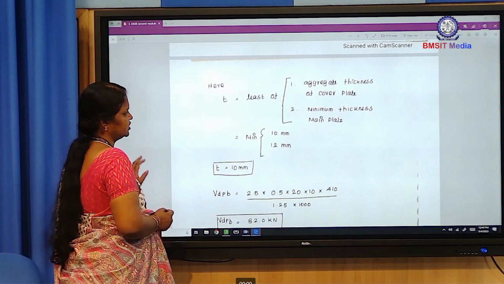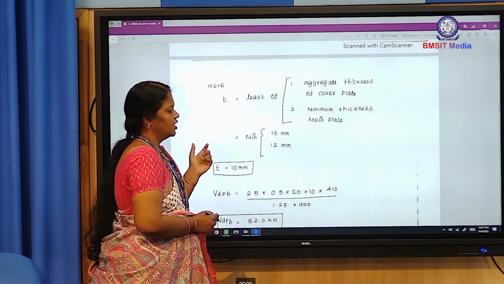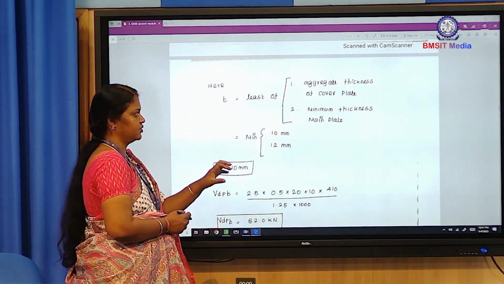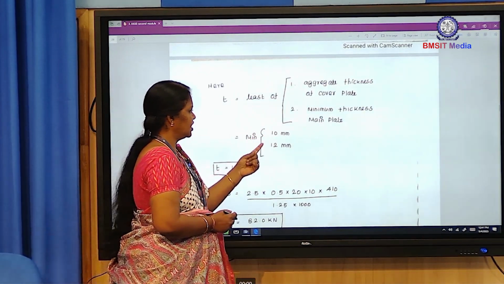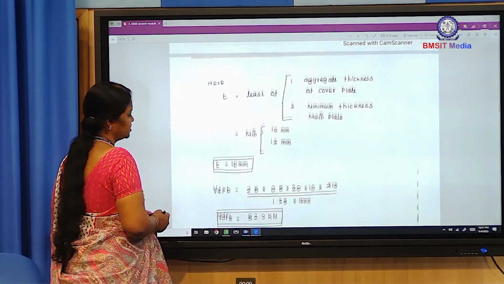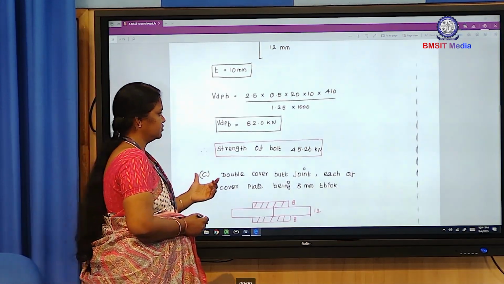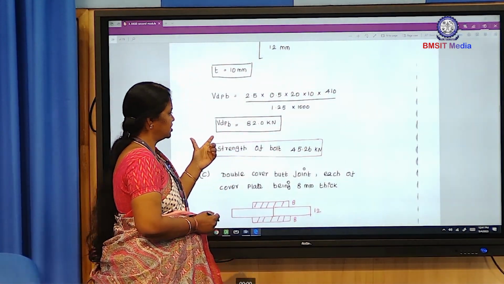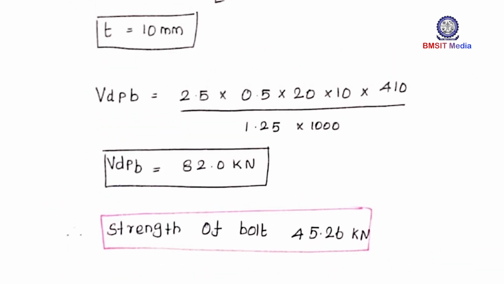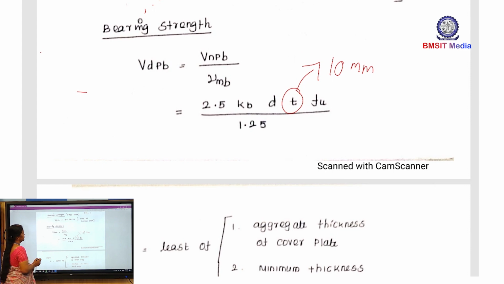So T equal to the aggregate thickness of the cover plate. Here we are using only a single cover, so only one thickness. After that the minimum thickness of the main plate, so T equal to 10 mm. Substitute in the formula and find out the answer, that is the strength of bolt equal to 45.26. In that also the shearing strength is 45.26.